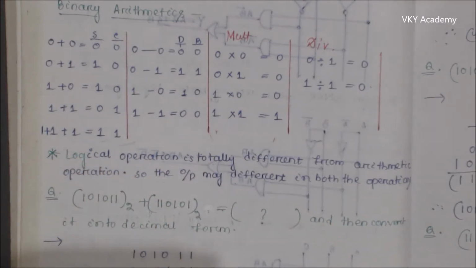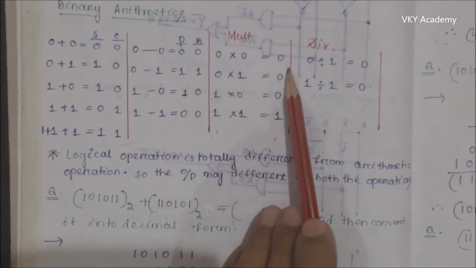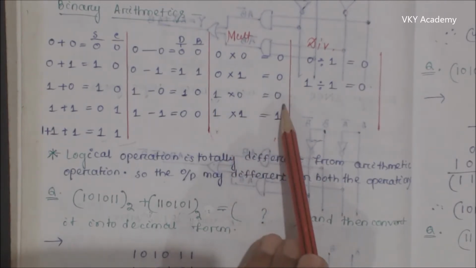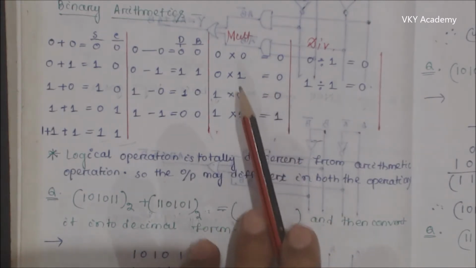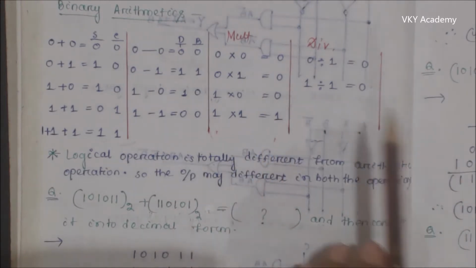Now let us perform the multiplication operation. 0 into 0 is always equal to 0. 0 into 1 is always equal to 0. 1 into 0 is always equal to 0. 1 into 1 is always equal to 1. Probably the easiest arithmetical operation in the binary number system.